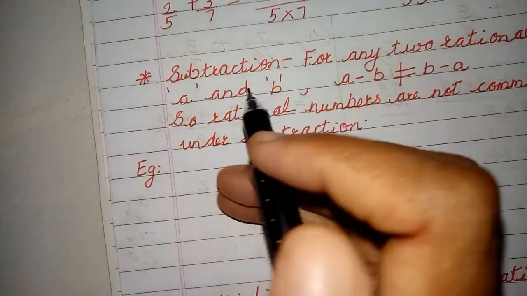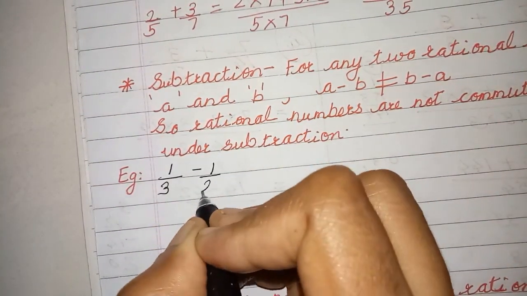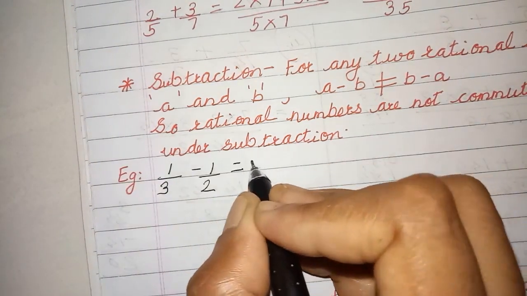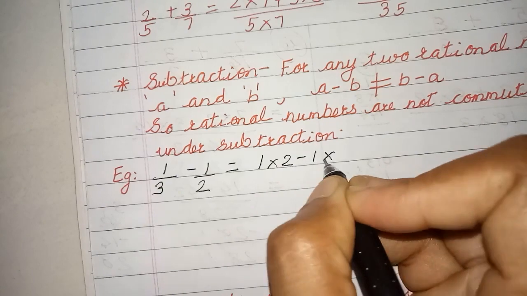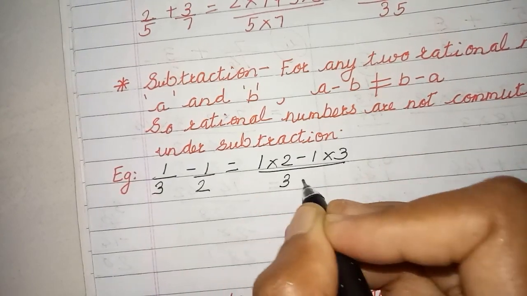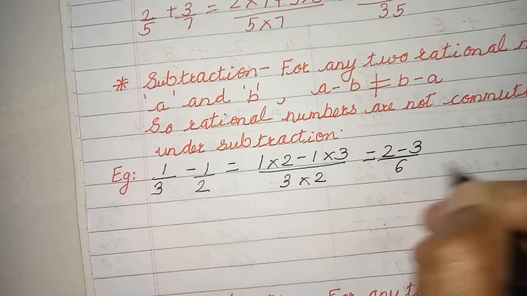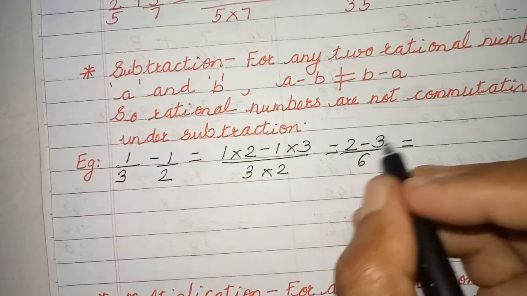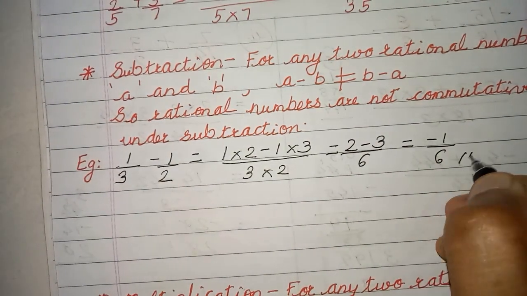Let us take an example, children. I am taking a as 1 by 3, b as 1 by 2. How do you solve this? You know, to make the denominator same. So 1 into 2 minus 1 into 3 upon 3 into 2. So it is 2 minus 3 by 6. So answer will be, one positive, one negative, big number is 3, so it is minus 1 by 6.